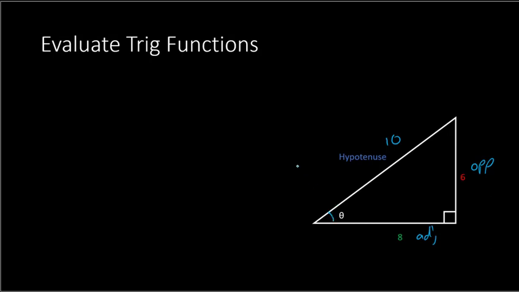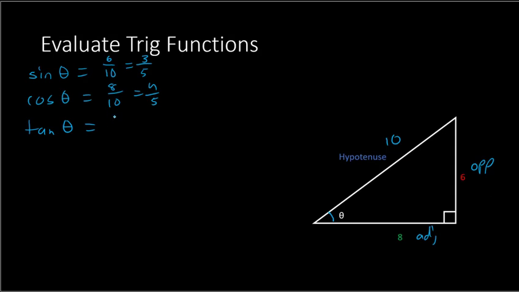So if that's the angle we're referring to, the sine of theta would be opposite over hypotenuse, which would be 6 over 10, which reduces to give you 3 over 5. Cosine of theta is adjacent over hypotenuse. That'd be 8 over 10, which would be 4 over 5. And then tangent of theta is going to be opposite over adjacent, which is 6 over 8, which reduces to get 3 over 4.